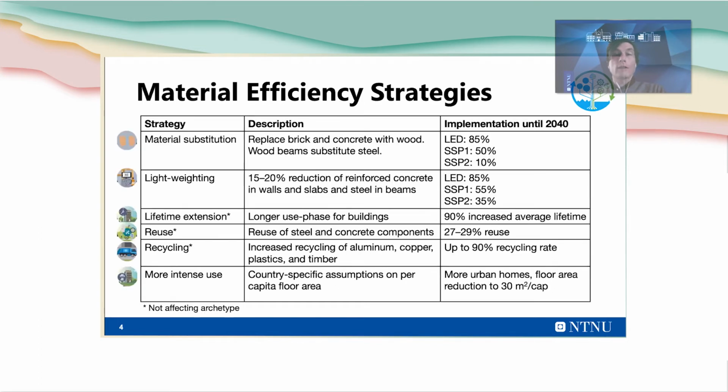So there are different strategies we also look at in the building sector. The next talk will be about the vehicles, but here specifically for the buildings, we looked at material substitution. So basically the argumentation here is we are replacing brick and concrete with wood, but also steel beams can be replaced partly with wood beams. That is the idea here. I will show you in a second what that means in terms of material impact.